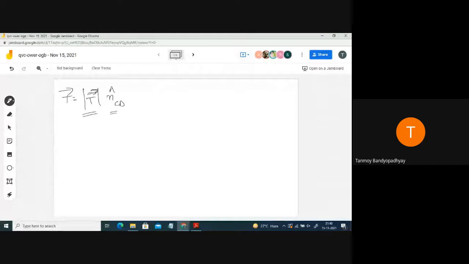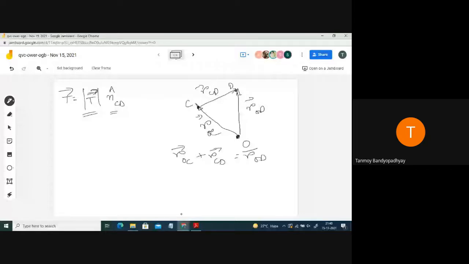And whenever you are calculating, you can explain the thing like this. So this is C, this is D. I had a discussion previously. Let the origin be anywhere actually. So this is OC and this is OD. So ROD, and I need to find out RCD. So write down the vector expressions. This is ROC plus RCD, that is equal to vector ROD. So RCD is equal to vector ROD minus ROC.